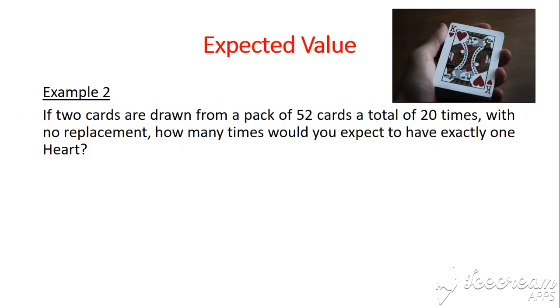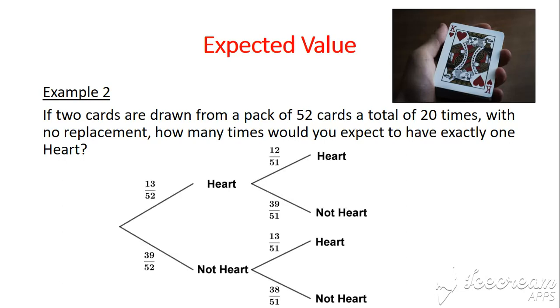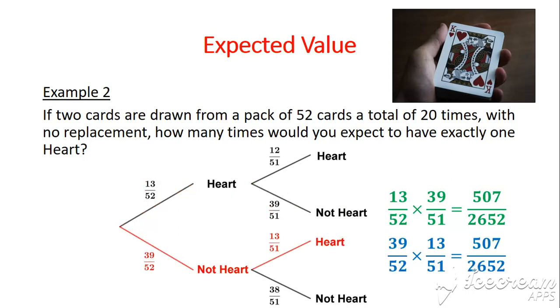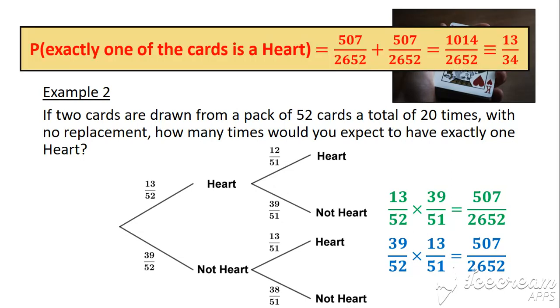Right, example 2. 2 cards are drawn from a pack of cards, a total of 20 times with no replacement. How many times would you expect to have exactly 1 heart? Now, we did this problem in one of the videos, so here's the probability tree we came up with. Since we're focused on exactly 1 heart, it could be this option, which is this probability, or this option, which is this probability. Remember, we add the 2 probabilities to get the total probability of both options, which is 13 chances out of 34.